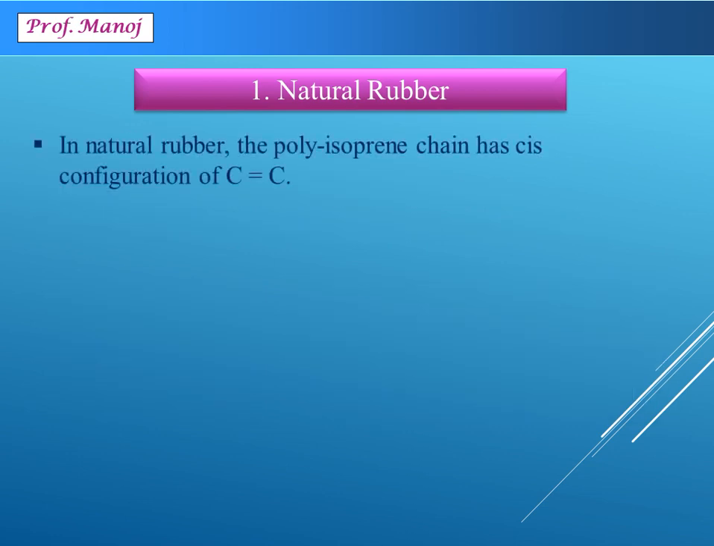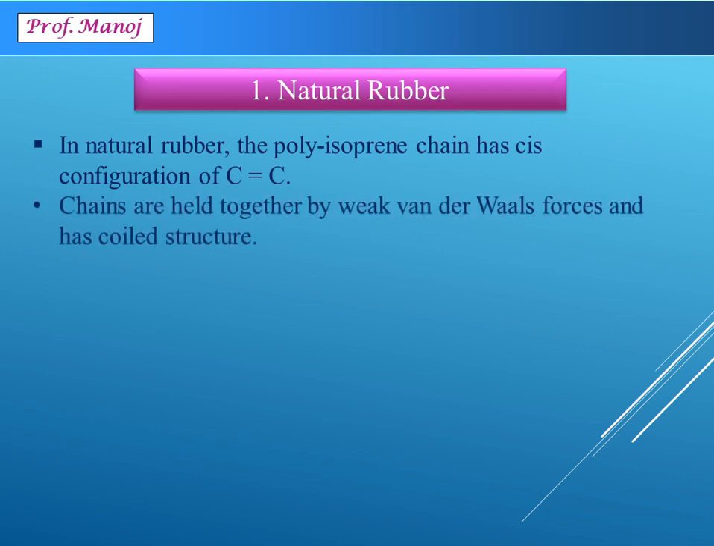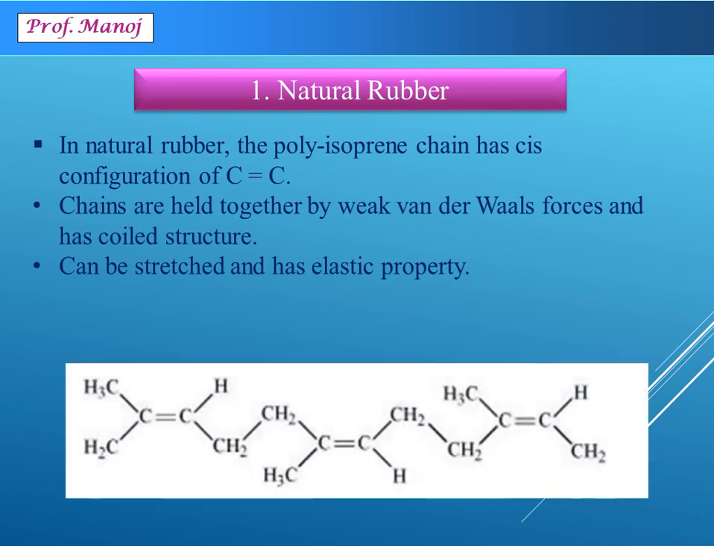In natural rubber, the isoprene polymer chain has a cis configuration and the chains are held together by weak van der Waals forces and it has a coiled structure. This structure can be stretched, that's why natural rubber has elastic property.